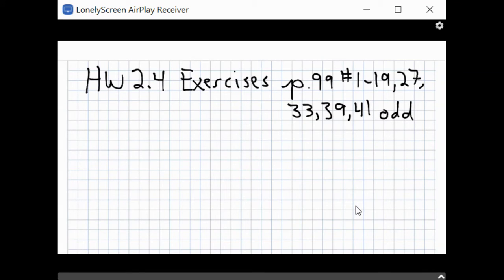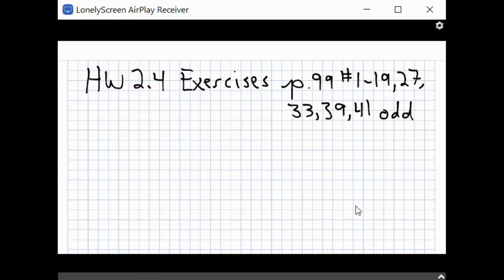Alrighty, here we go. We are on the exercises for homework 2.4 on biconditionals. This is page 99. Hey, we're about to break 100. Numbers 1 through 19, 27, 33, 39, and 41 odd. Okay, and I'm going to be working through problems 3, 5, 9, and 27.